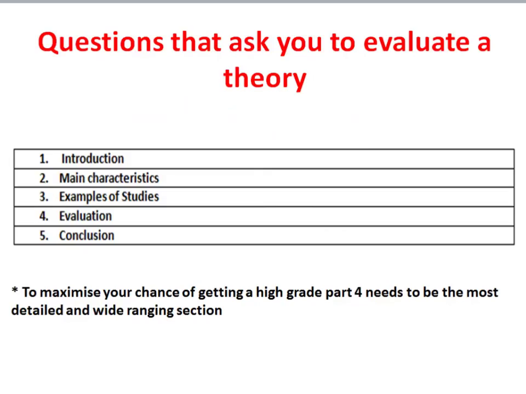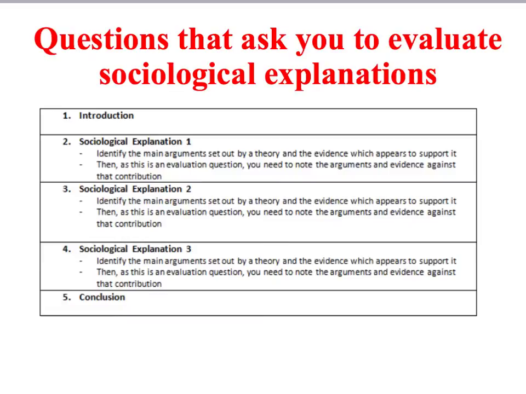And this is the structure that you would adopt if you get a question asking you to evaluate a specific theory. And remember that with this type of question, the longest section of your answer needs to be section 4, where you look at the strengths and weaknesses of the perspective. And this is where you can draw upon other theories to help you criticise and challenge the theory that's mentioned in the question. And then finally, this is the structure that I would suggest that you adopt if you get a question not just on one theory, but a question that asks you to evaluate sociological explanations, which means a range of theories.